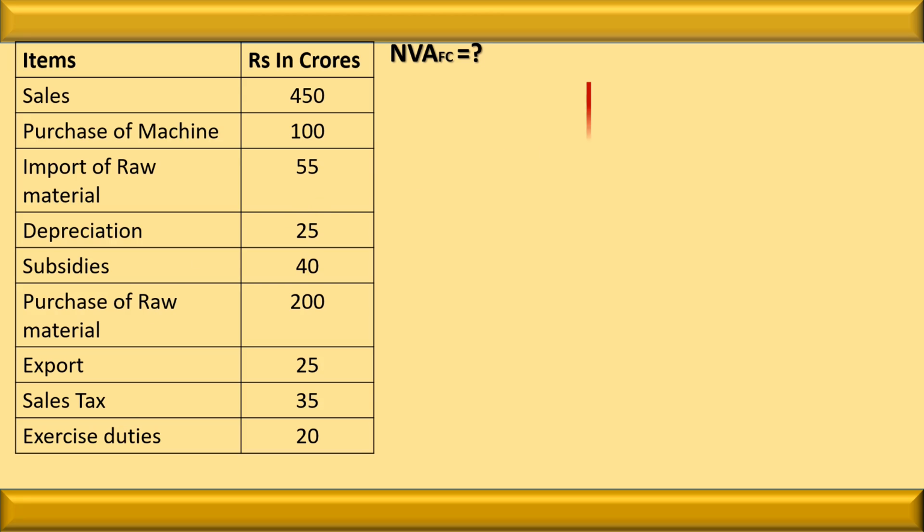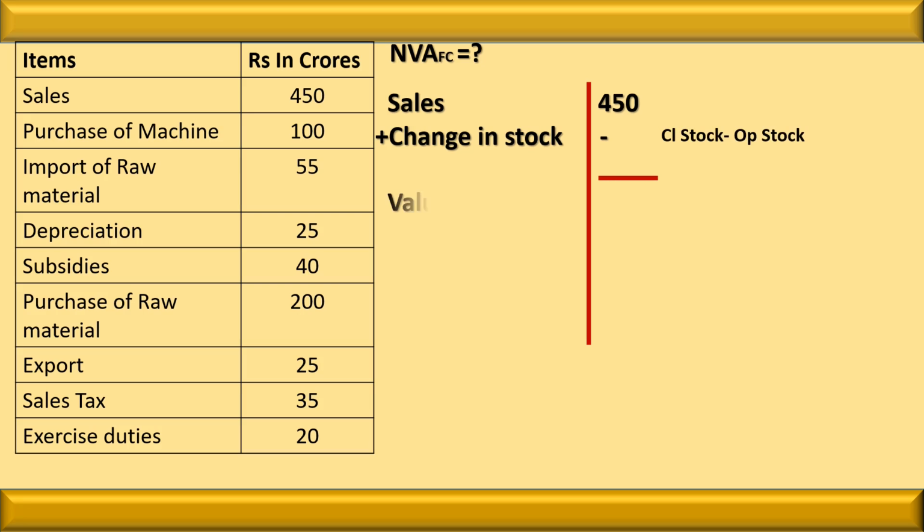Let us draw the format first. Firstly, we have to write down sale. In this question, the sale is 450. So we have written 450 over here. Then what we have to do? We have to add change in stock. Here the closing stock is not given. Opening stock is not given. So change in stock is dash. We will get value of output.